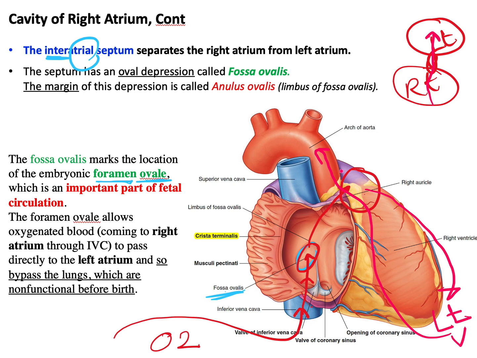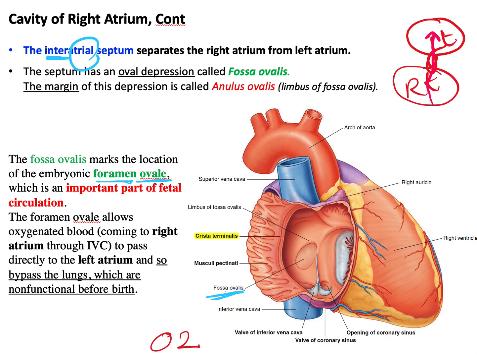But this is what happened. Imagine that wasn't happening. So what's the other scenario? Somebody can say, okay, forget that the fossa ovalis or the foramen ovale exists. If it doesn't exist, say it doesn't exist. It exists indeed. But the oxygenated blood would come through the inferior vena cava to the right atrium, then the right ventricle, then from the right ventricle to the pulmonary trunk, then from the pulmonary trunk to the lungs.